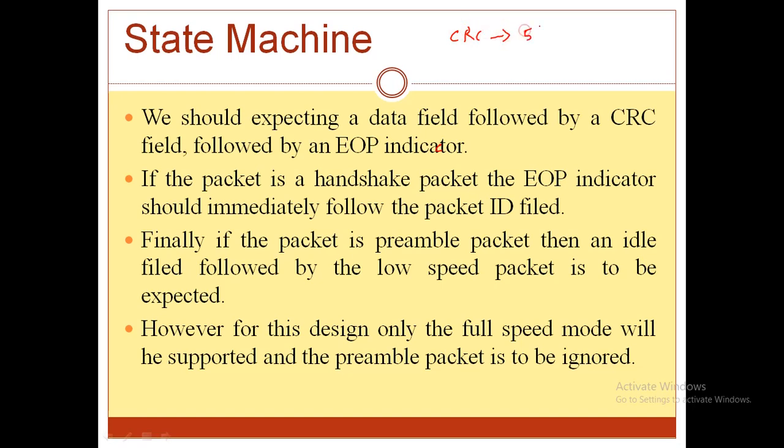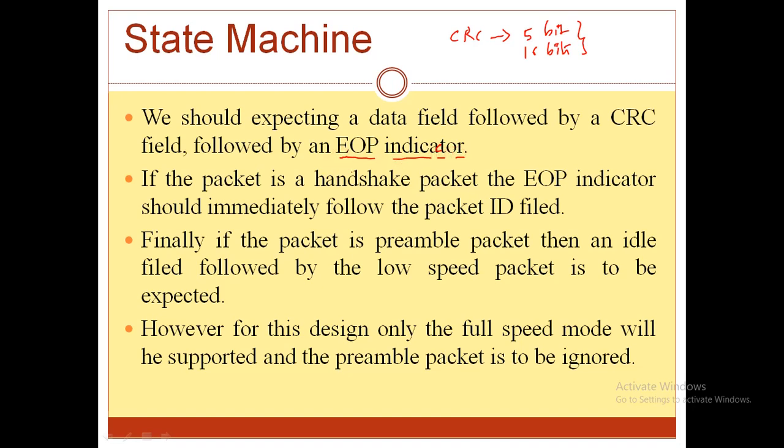So these bits are 5 bits CRC and 16 bits CRC. These two CRC bits are used for recognizing whether any errors are present in the corresponding data. At the same time, the corresponding data packet is followed by the EOP. EOP is nothing but the end of the packet indicator.